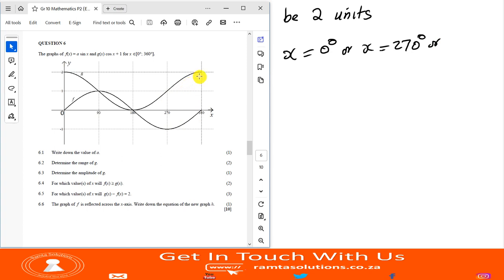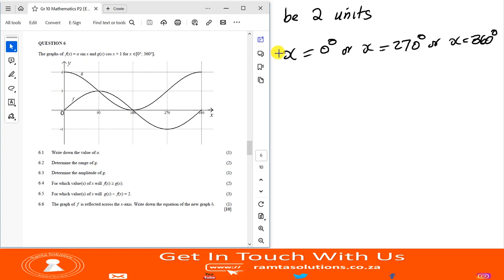I'm not going to include this region. But here, it will make sense. What is this point? This is at x equals 360 degrees. All right, so this is how you get all your marks for this particular question.